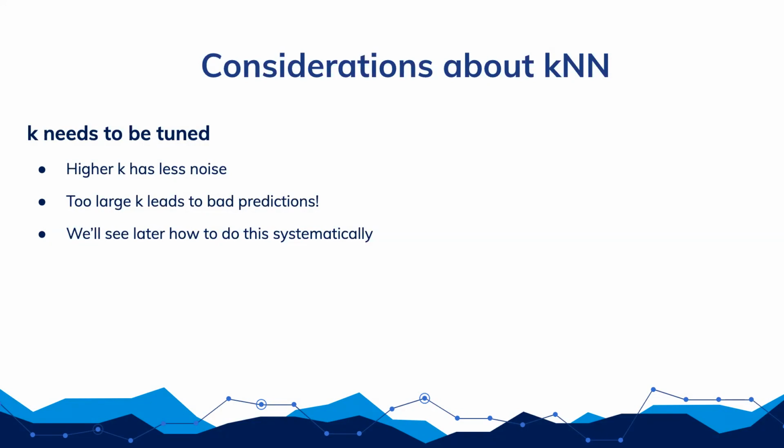Some consideration here is that if we use more neighbors to get our predictions, we will have less noise, so we'll be less sensitive to noise. But if we start using a too large k, we'll start making bad predictions because eventually we'll just take the average or the most common value among everything in the data set, which doesn't make sense, right? And we'll later learn how to do this tuning of this k parameter in a systematic way.